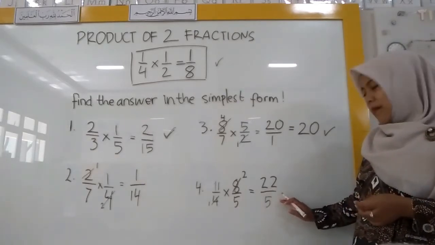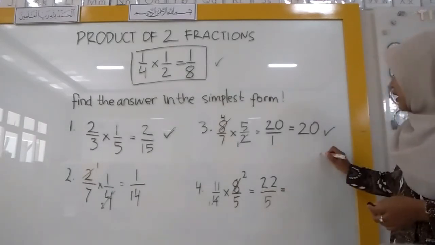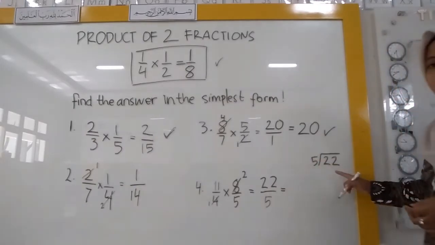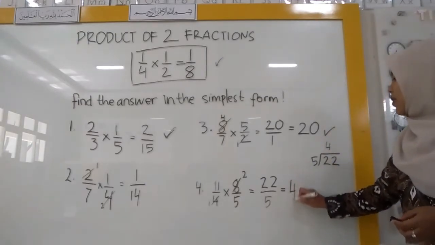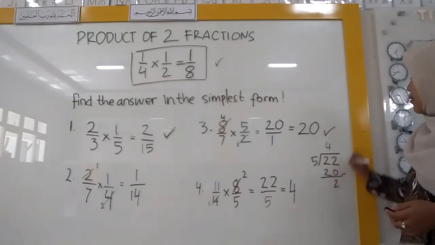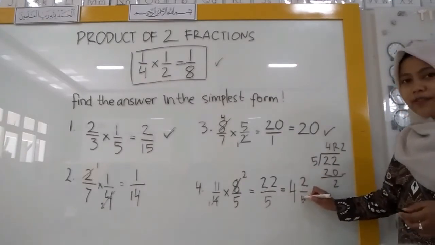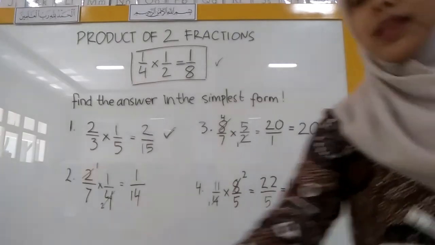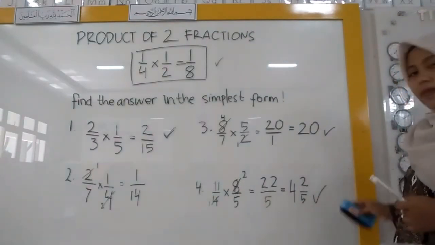It's still an improper fraction, so let's change it into a mixed number. Let's do this here: 22 divided by 5 is 4. And 4 times 5 is 20, so the remainder is 2. So 4 and 2/5. But it's hard to do that, let me erase. Like this.